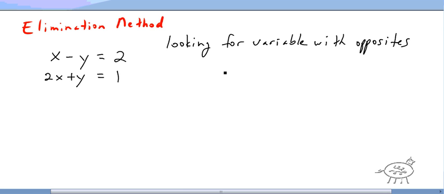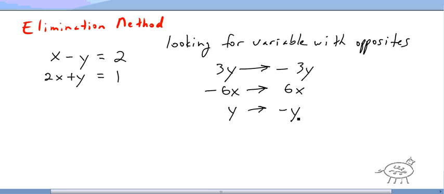What I mean by that is if I have 3y, the opposite of 3y is negative 3y. If I have negative 6x, the opposite of that is positive 6x. The opposite of y is negative y. Okay, so that's what I mean by opposite. So if I look at these equations, right away the y's are opposite.